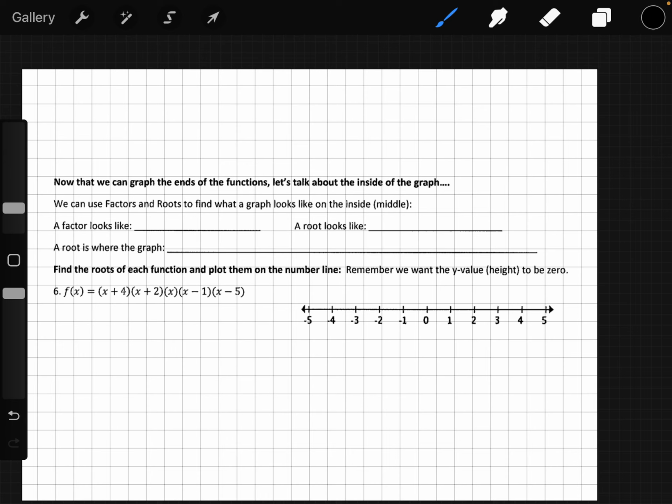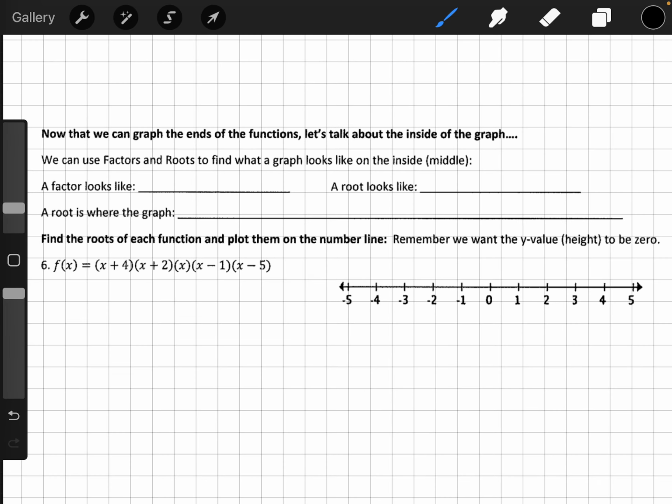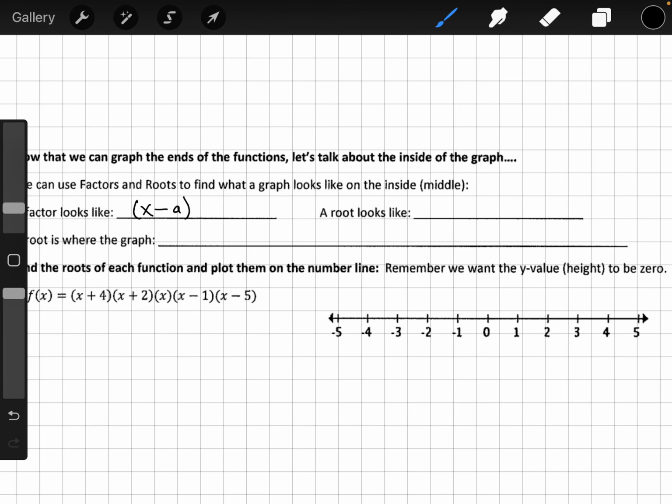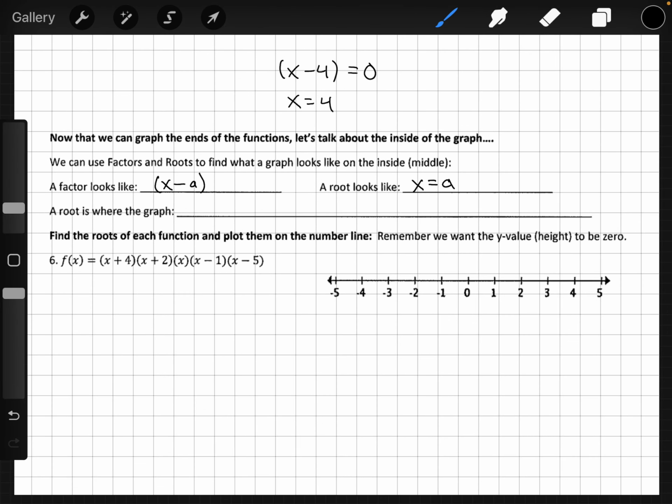Now that we can graph the ends of functions, let's talk about the inside of the graph. We can use factors and roots to find what a graph looks like on the inside, so between these end behaviors. A factor looks like x minus a, and a root looks like x equals a. So for example, if we have x minus 4, the root is x equals positive 4 when this equals 0. So a root is where the graph crosses or touches the x-axis.